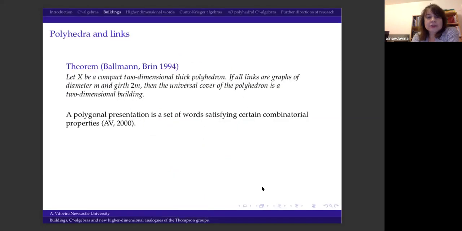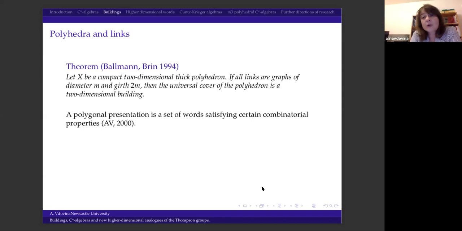So, again, a reminder of how I look at buildings. It's actually Misha Brin, right? It's not Matt Brin. It's this old result of Ballmann and Brin, that how we look at buildings, we get them as universal covers of polyhedra with nice links.